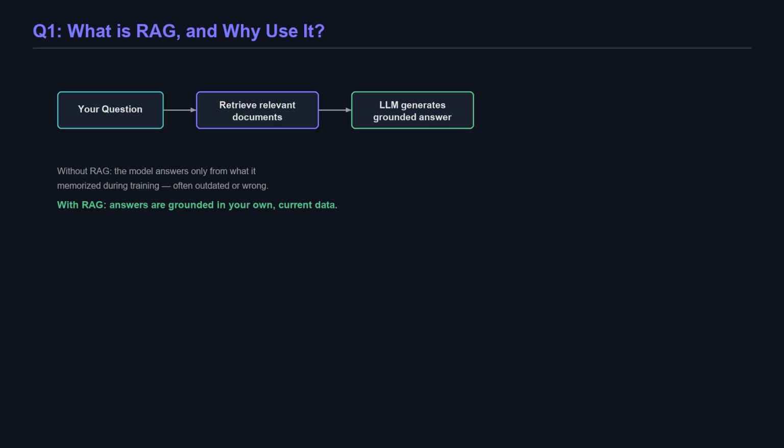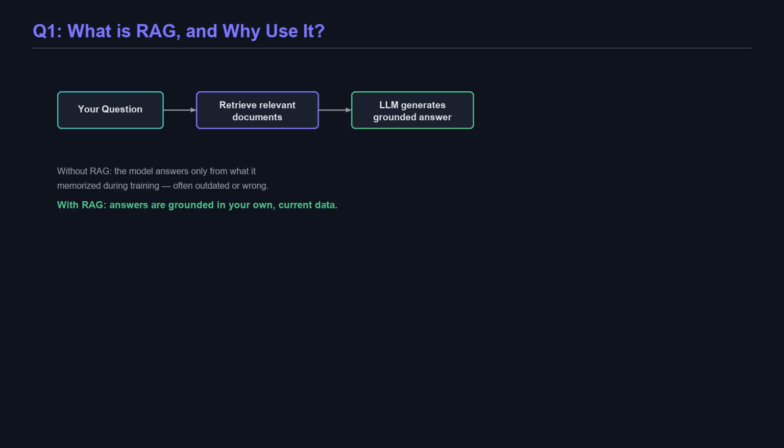Question 1. What is RAG, and why use it? RAG stands for Retrieval Augmented Generation. Instead of relying only on what a model memorized during training, RAG retrieves relevant documents at query time, then generates an answer grounded in that retrieved content.